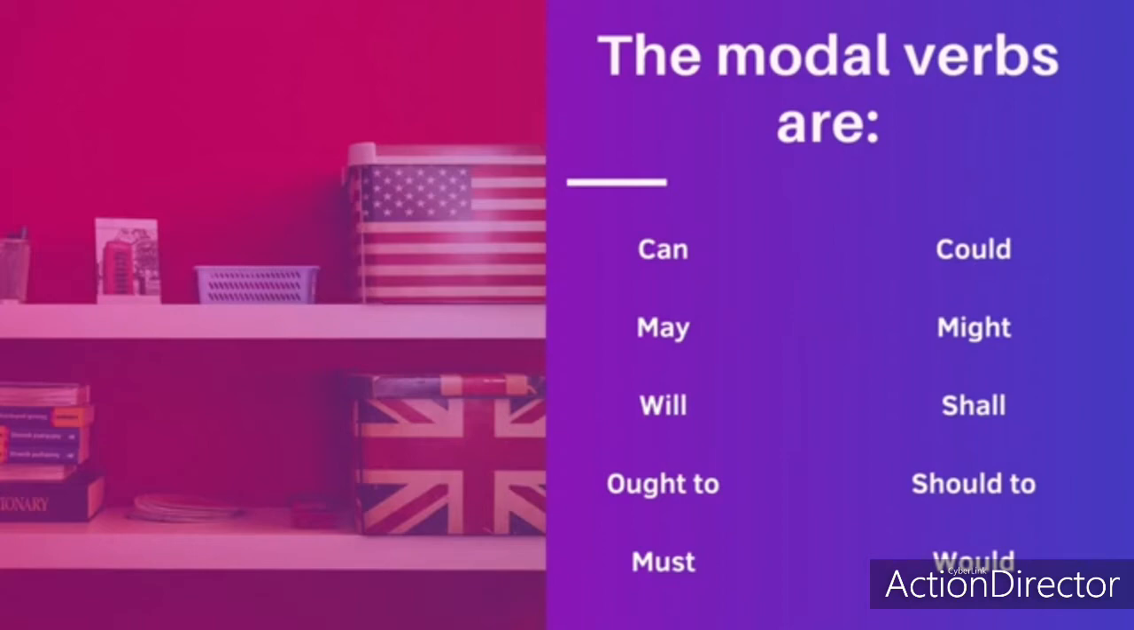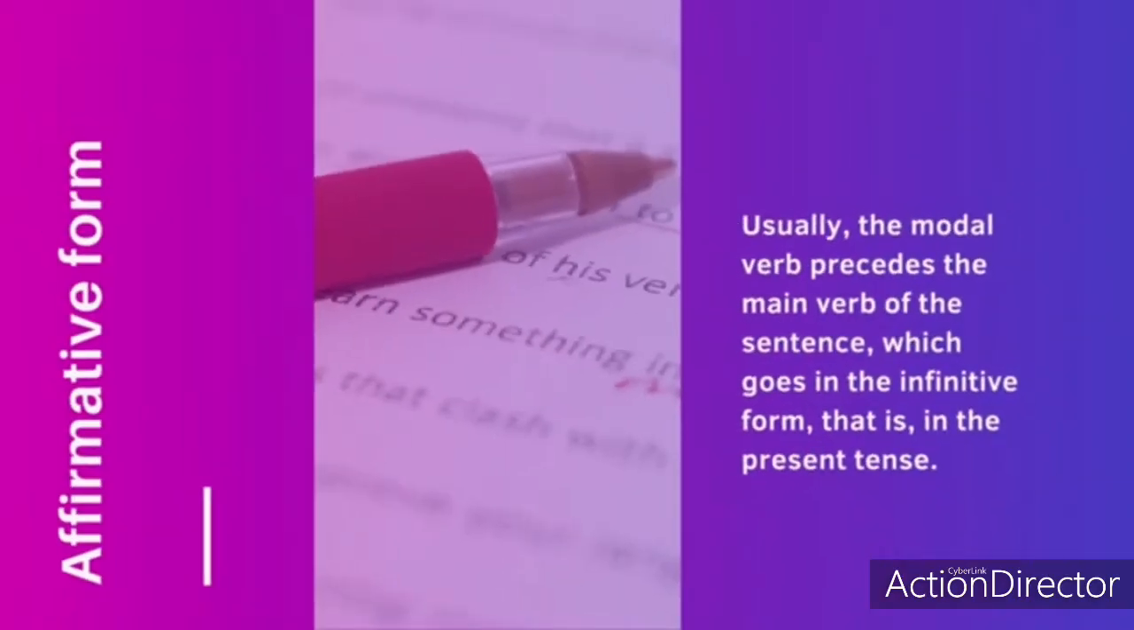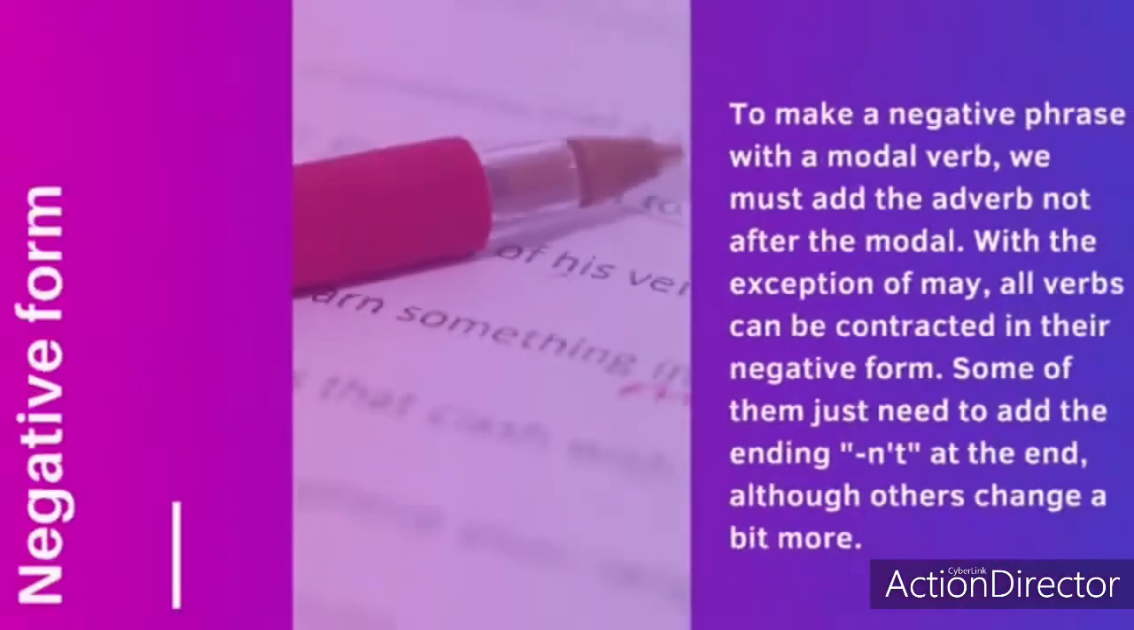Although modal verbs are used in different cases and have different implications, they are usually placed in the same way in sentences. Let's see. Structure. Affirmative form. Usually, the modal verb precedes the main verb of the sentence, which goes in the infinitive form, that is, in the present tense. Structure: subject, plus modal verb, plus main verb, plus complement. For example, I must make a decision.